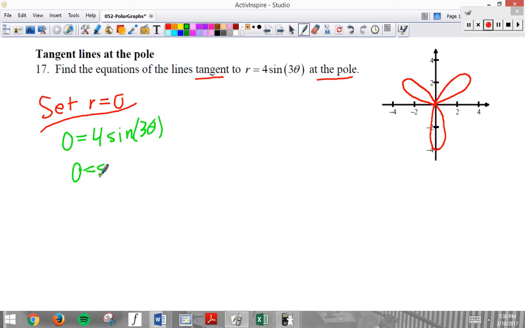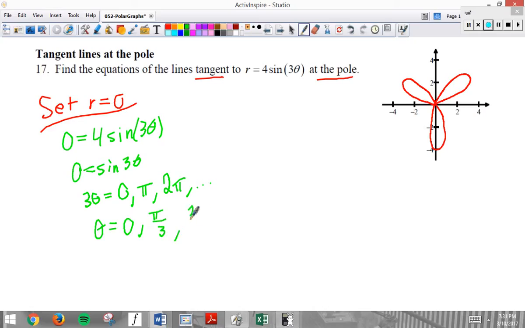0 equals sine 3 theta. So what values inside of sine would make 0? So 3 theta would have to equal the many things that make sine equal 0: 0, pi, 2 pi, and so on. Every multiple of pi. So theta equals 0, pi over 3, 2 pi over 3, and so on.